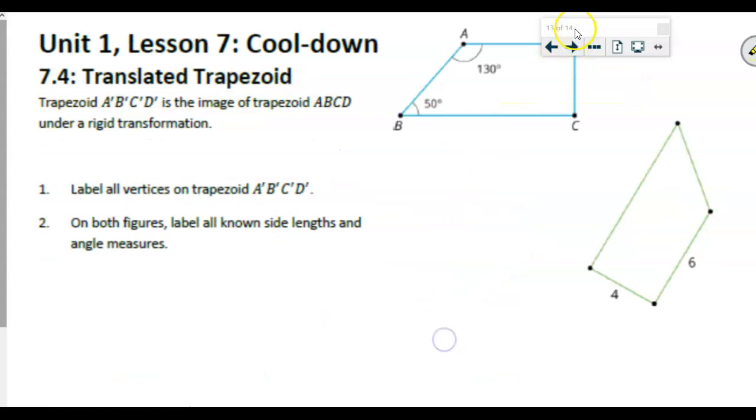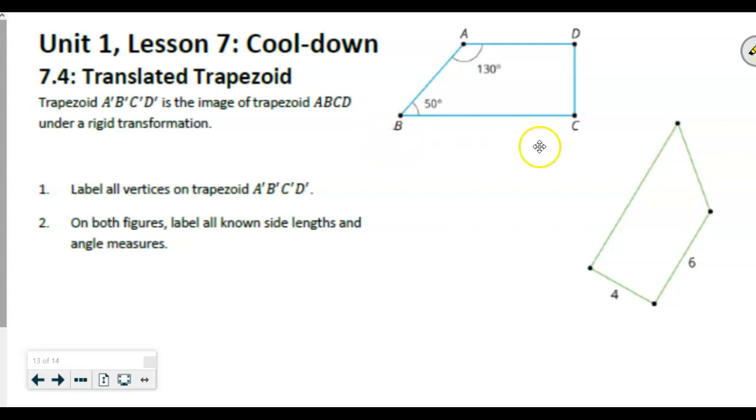Now it is time for your cool down. We have trapezoid ABCD, and this is going to be trapezoid A prime, B prime, C prime, D prime. With that in mind, knowing that this was a rigid transformation that took ABCD to A prime, B prime, C prime, D prime, you can figure out where each of those labels should be. For example, this was B, so this is going to be labeled B prime. This was C, so corresponding side angle will be C prime, D prime, and A prime.